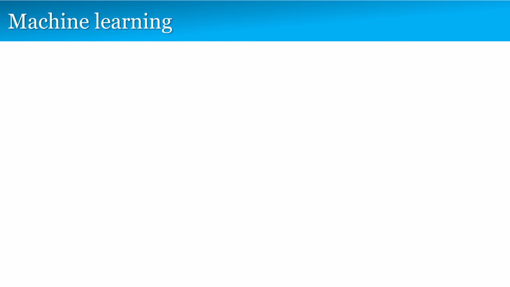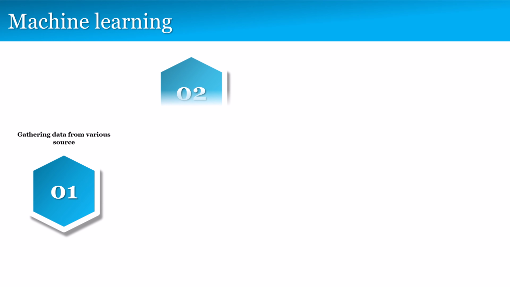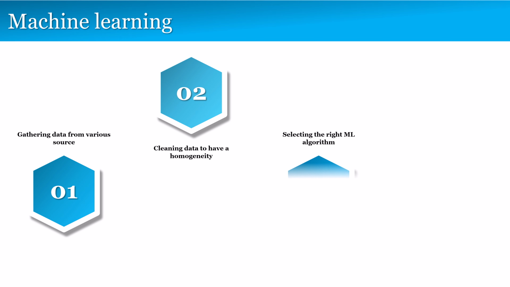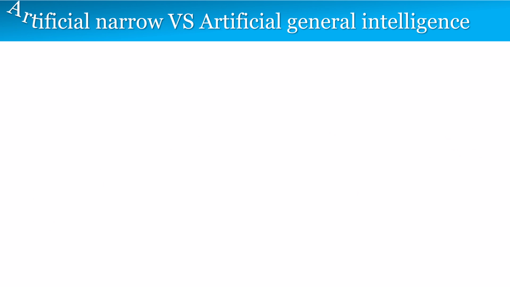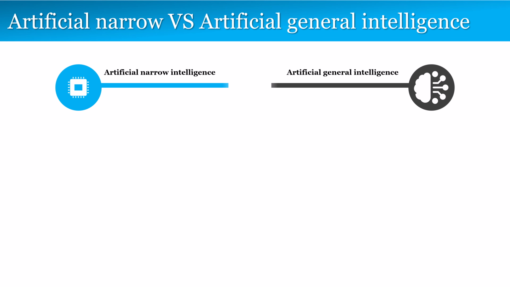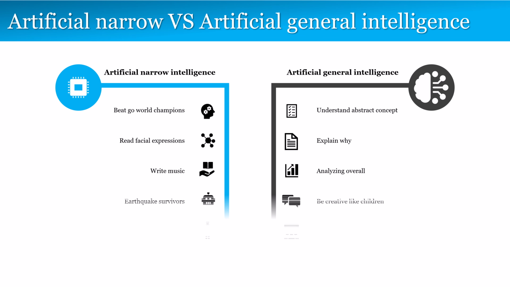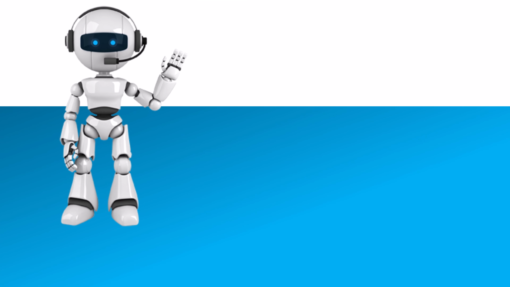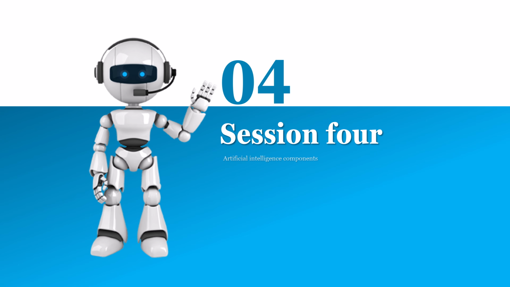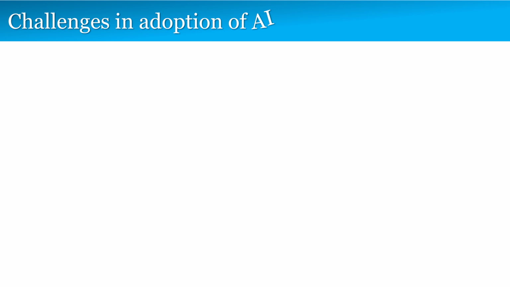There are 4 types of machine learnings. Artificial narrow and artificial general intelligence both have their unique statistics. Challenges in adoption of AI.